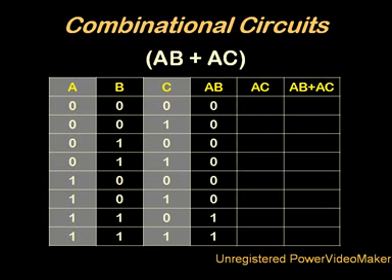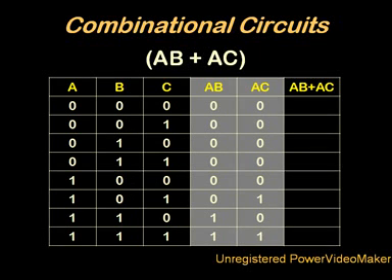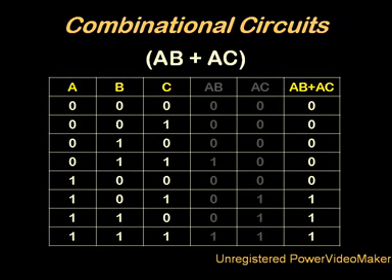Now let's do the same thing for the AC column. We look for just the places where A and C are both 1. And there they are. Our last step is then to take those 2 columns we just created, the A and B column and the A and C column, and OR those together. And with an OR gate, we're looking for a 1 in either column or the other. And there's our result. So our overall truth table for the circuit looks like this.